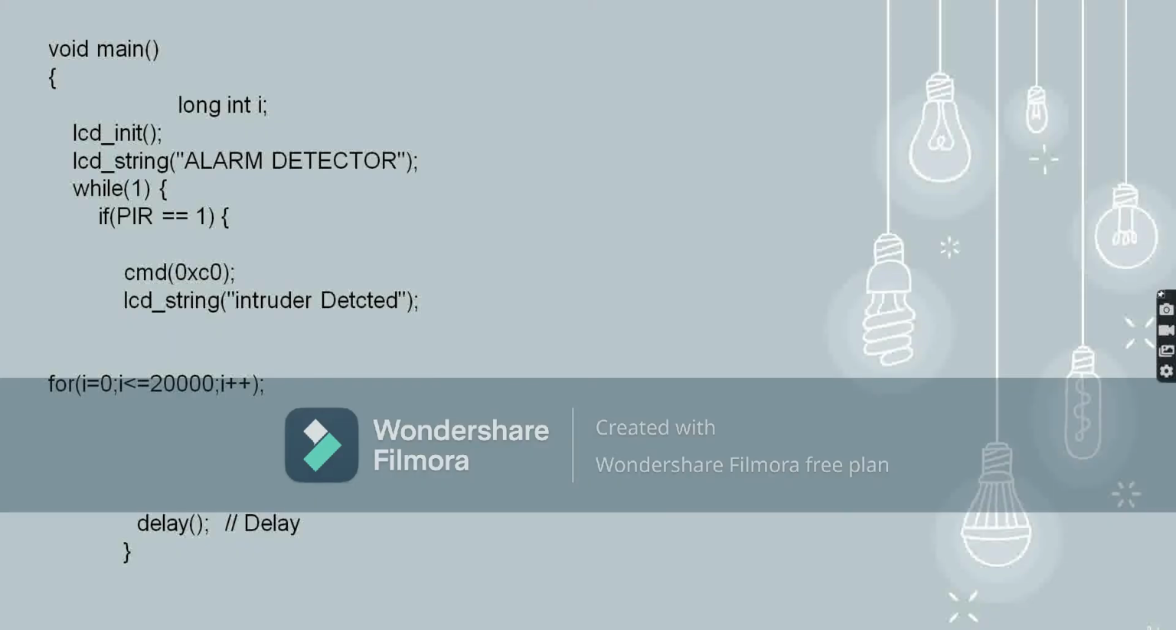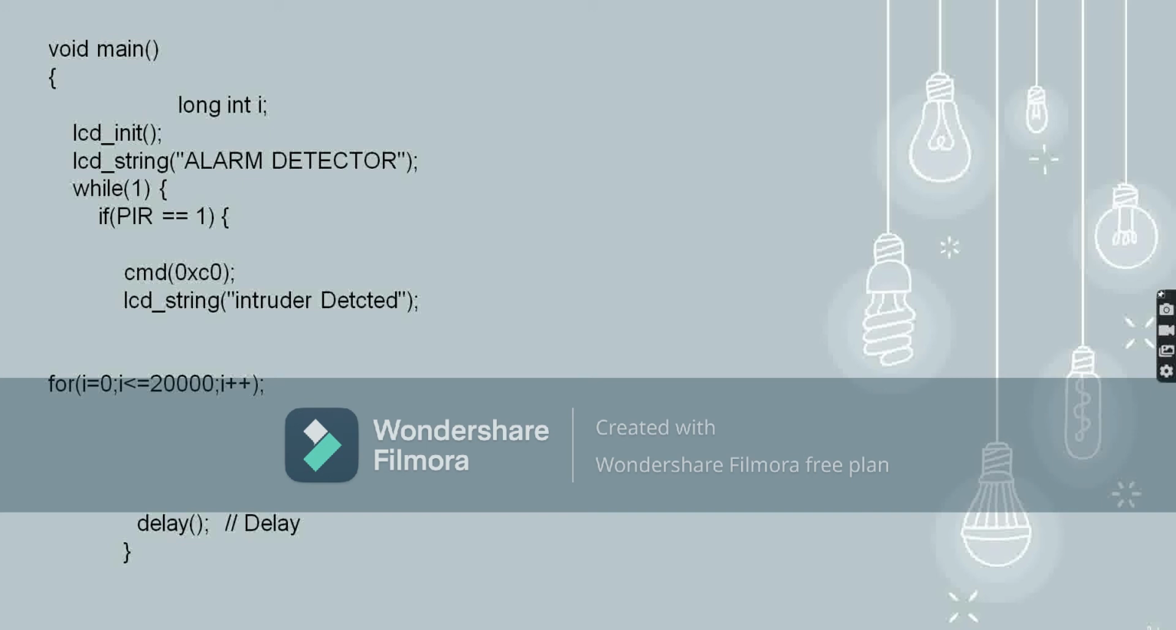So now first getting into the void main, we are initializing a variable in terms of a long integer, long int I, and the LCD is initialized, and the LCD string, where the first line should be represented with the alarm detector. So now we are using a while loop, where while 1, so that the loop keeps running on. So when the PIR sensor is equal to 1, that is when any intruder or when there is any interruption caused in the PIR sensor, the PIR sensor gives the input as 1. As we have only digital inputs, 0 means there is no intruder, 1 means there is an intruder.